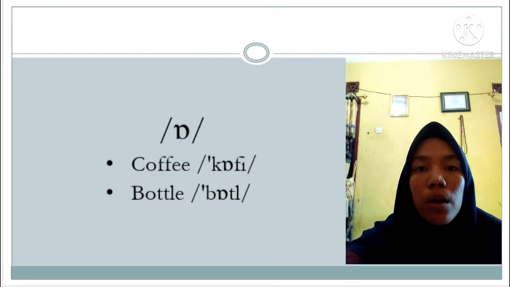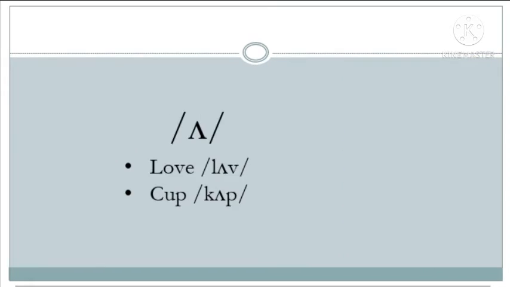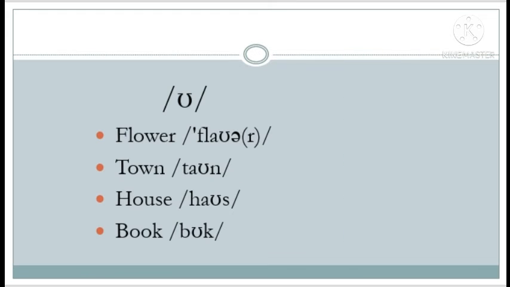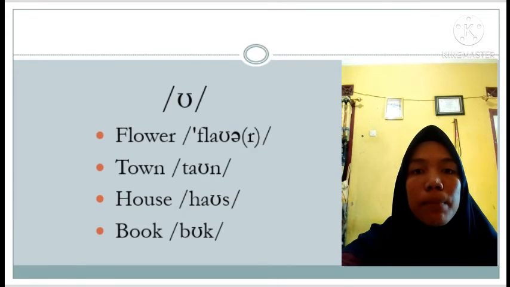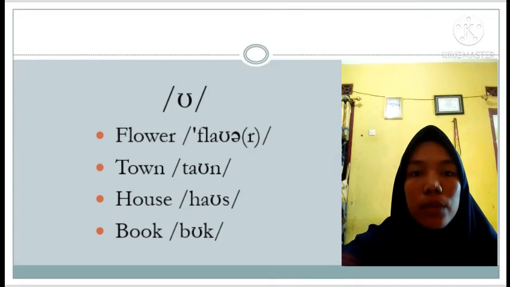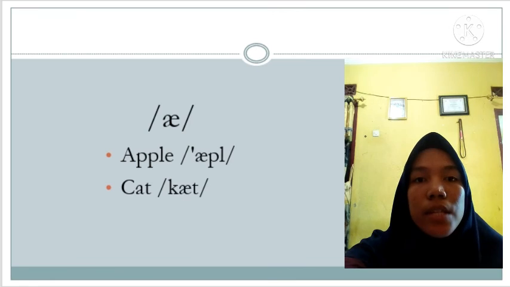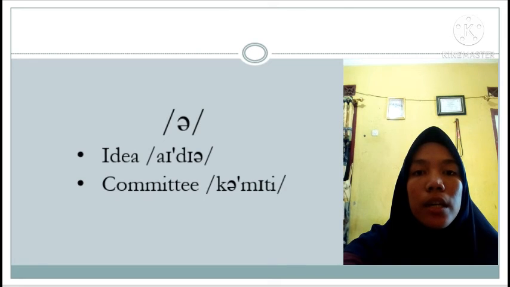Pronunciation O, for example, coffee and bottle. Pronunciation A, for example, love and cup. Pronunciation U, for example, flower, town, house, and book. Pronunciation A, for example, apple and cat. Pronunciation A, for example, idea and committee.